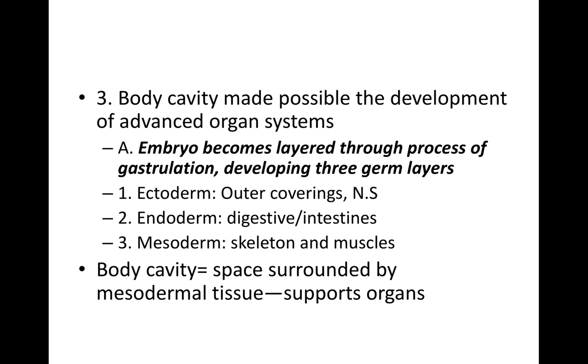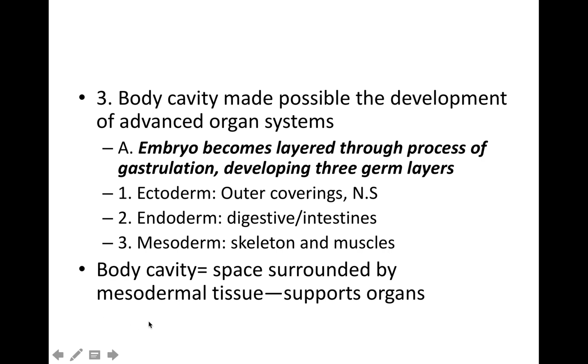The third key transition is body cavities. Body cavities allowed us to have advanced organ systems. With embryos, when an embryo is developing, we basically have three germ layers: an ectoderm, an endoderm, and a mesoderm. The ectoderm means outside, so think skin. It is also responsible for the nervous system of organisms. The endoderm is inside, so digestive tract and intestines, and the mesoderm is kind of in the middle: your skeleton and your muscles.